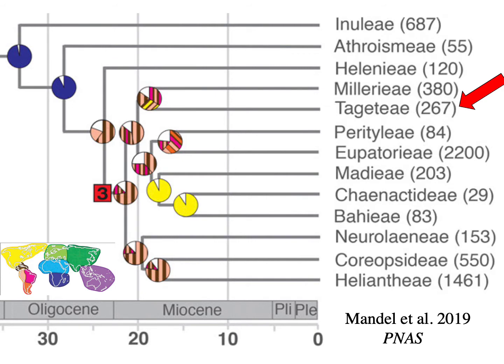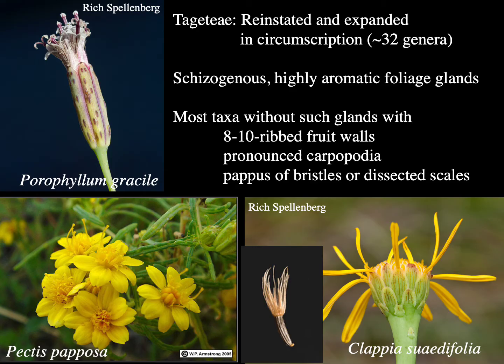So next I want to talk about the tribe Tageteae, which is one of the more diverse tribes and one of the more distinctive tribes among the epaleate tribes of the Heliantheae alliance. It's about 267 species and many genera. This is a group that we reinstated back in 2002 and expanded its circumscription, now including about 32 genera.